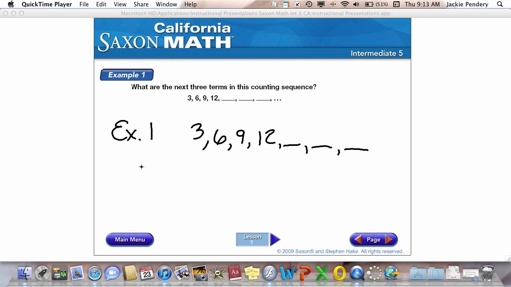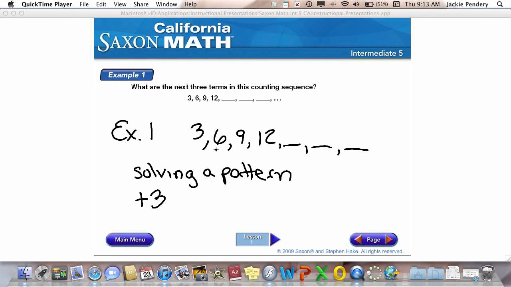So, we are solving a pattern. The pattern is going up by 3. So, make sure you're writing this down underneath your pattern. What are you doing? You're solving a pattern. Your pattern is going up by 3s.